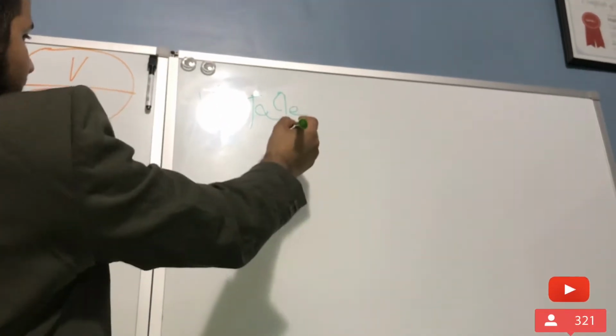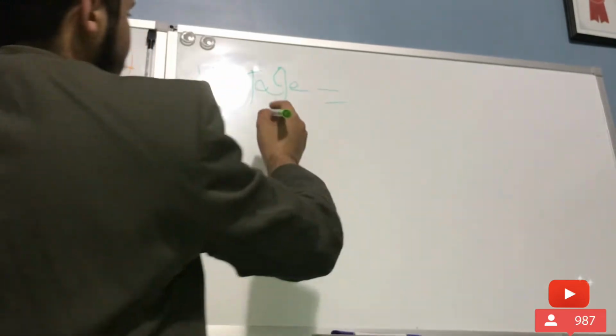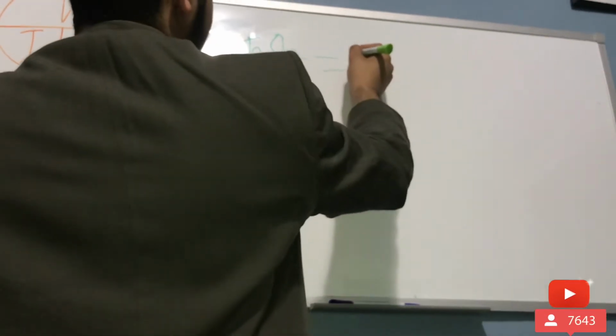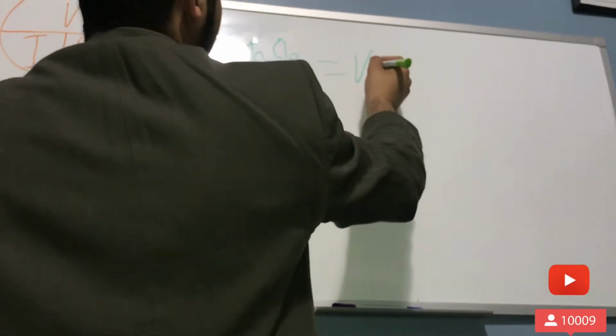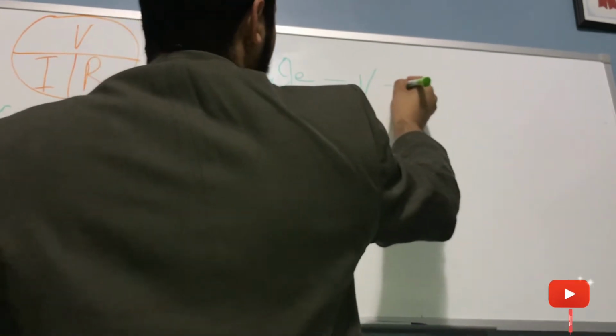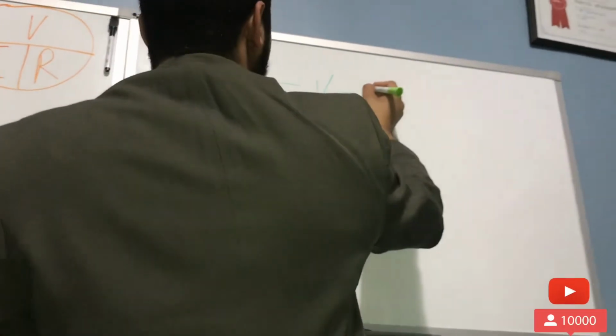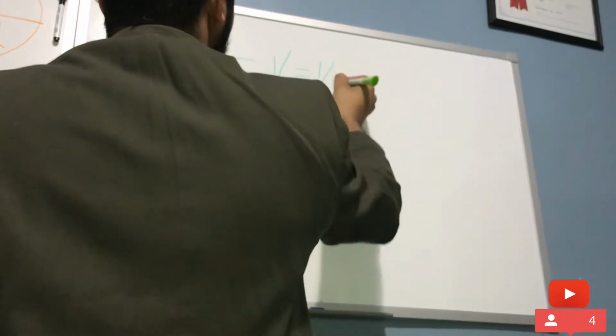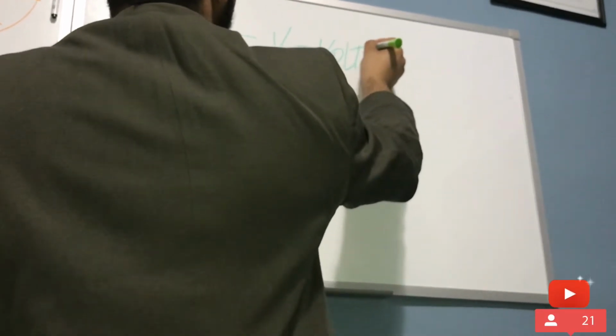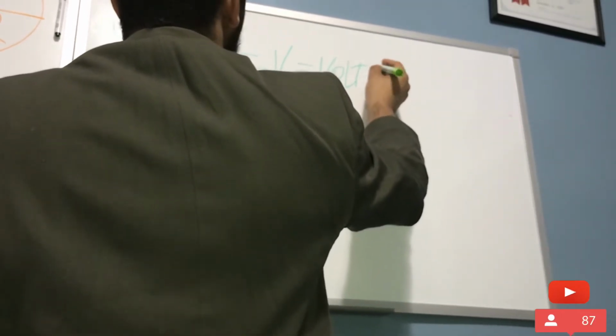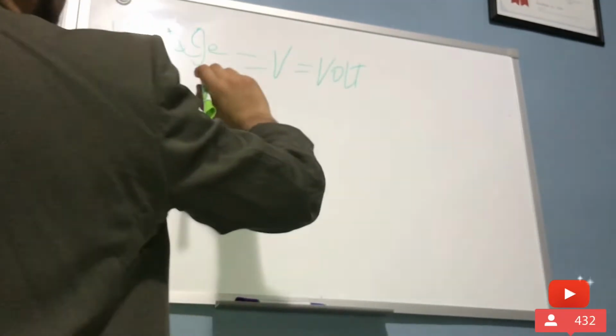We have the volts in here. The voltage, the unit of the voltage is a volt. It's a V. The V is volt, okay?